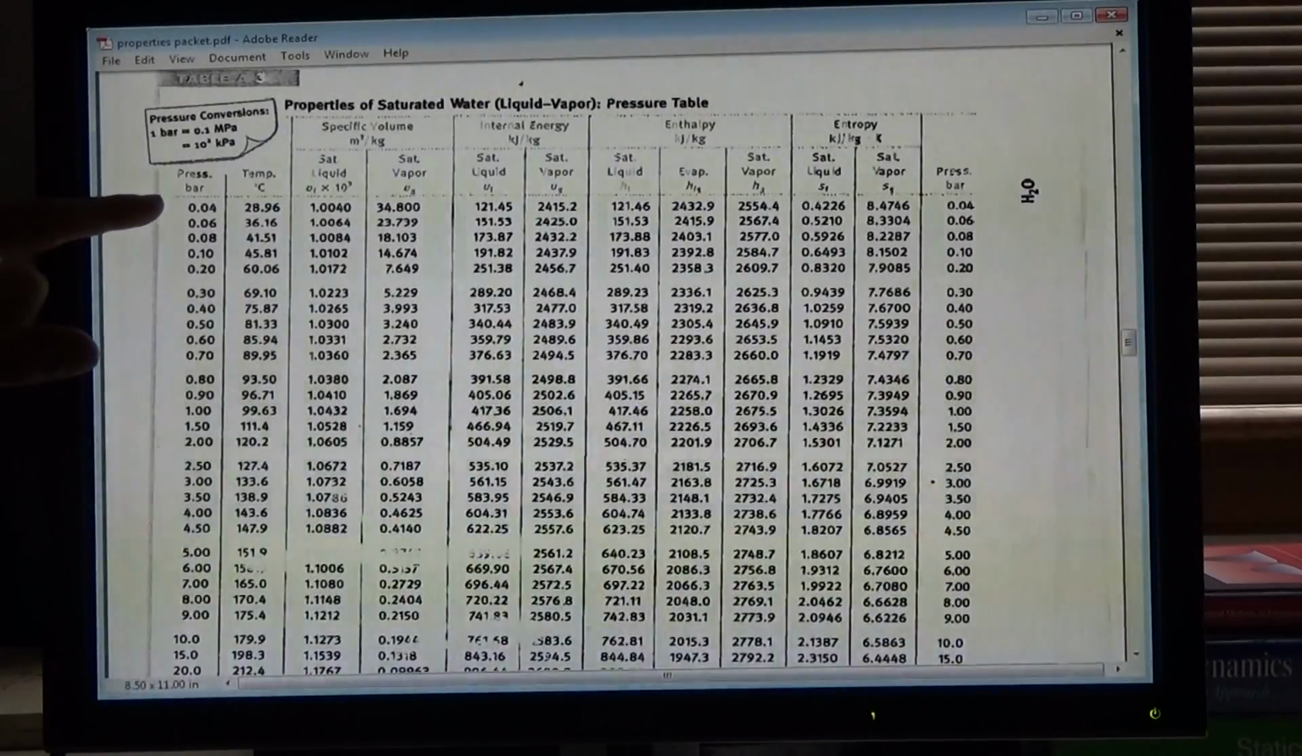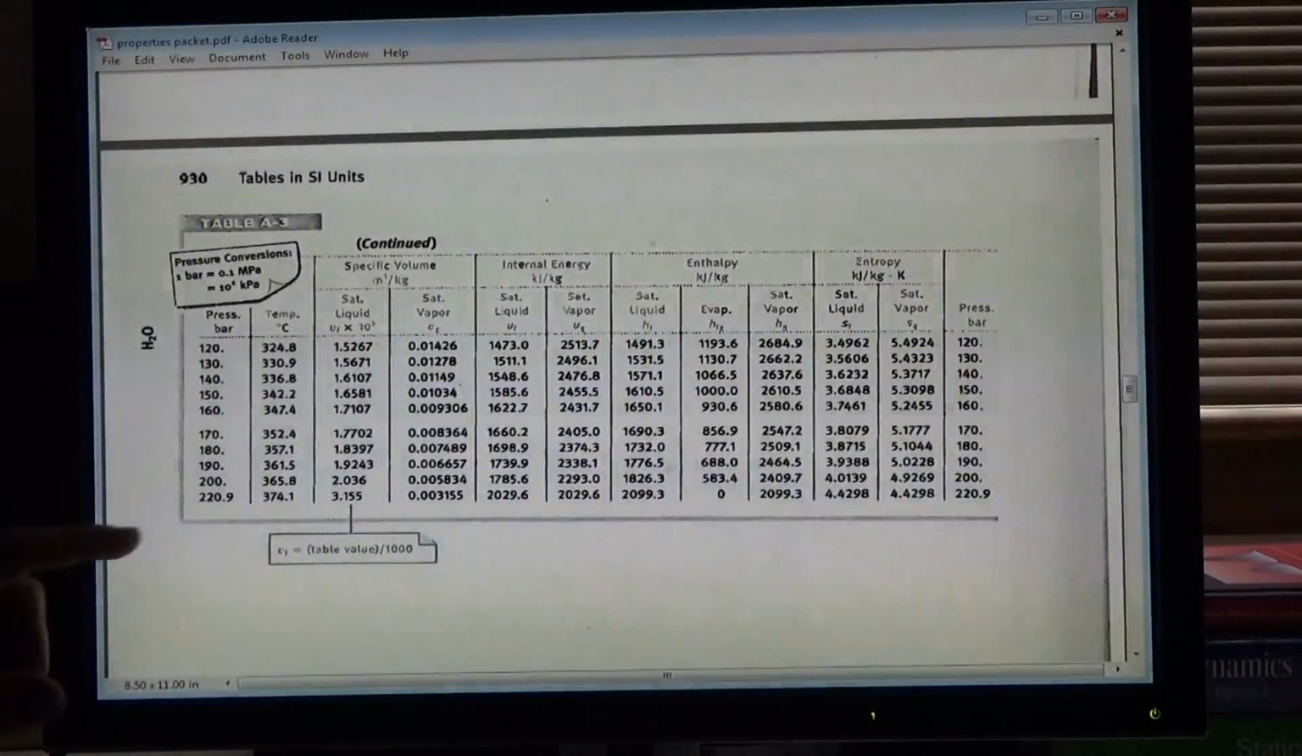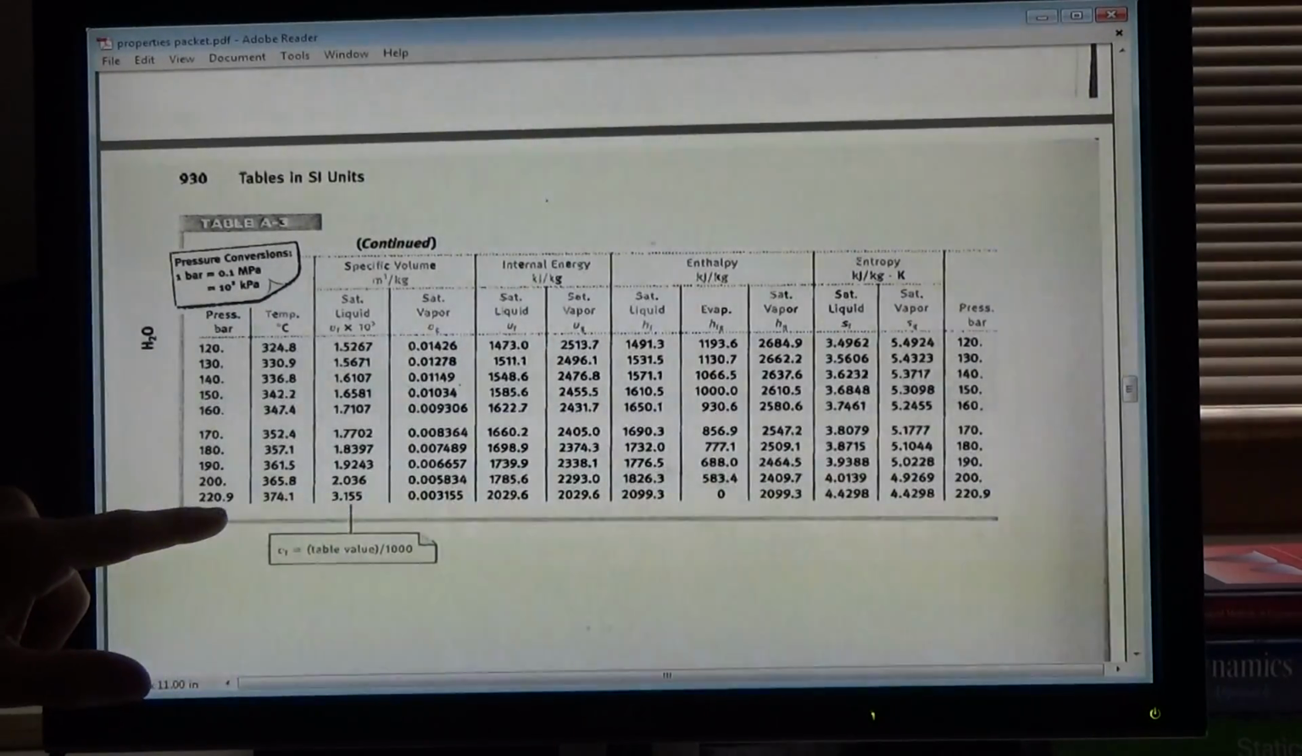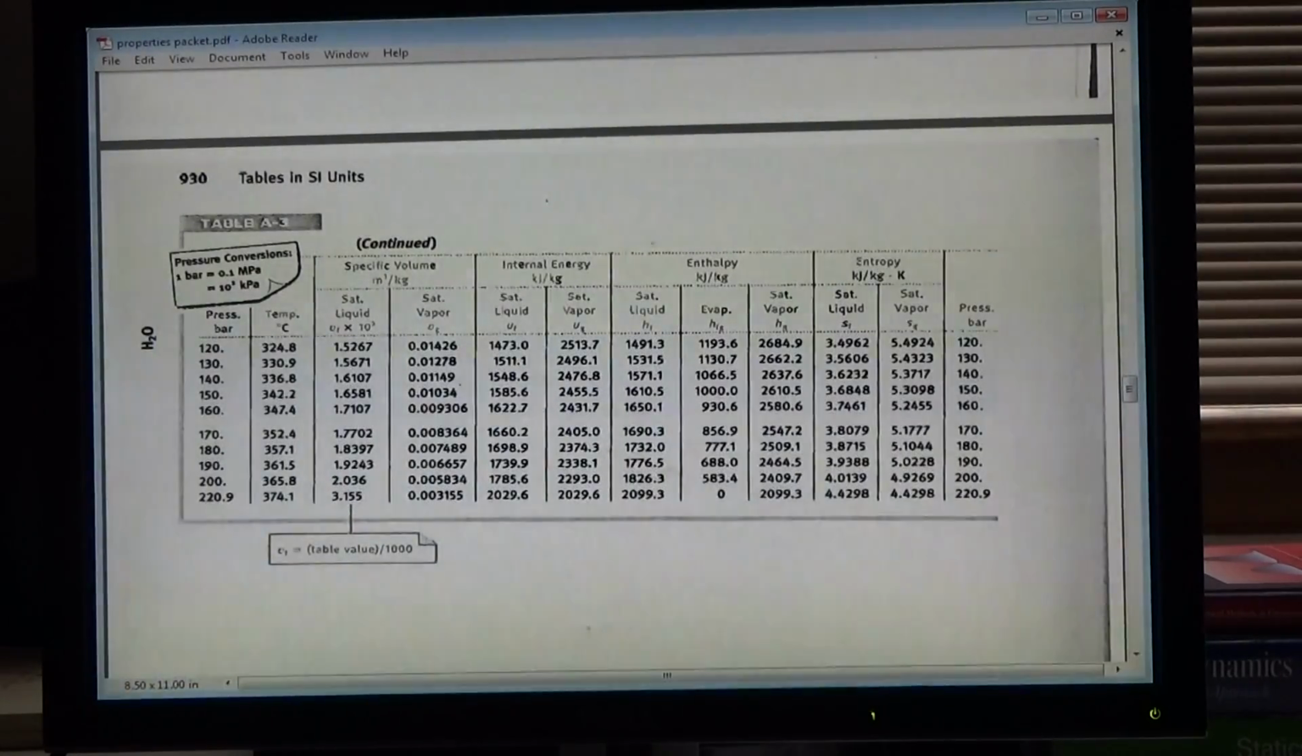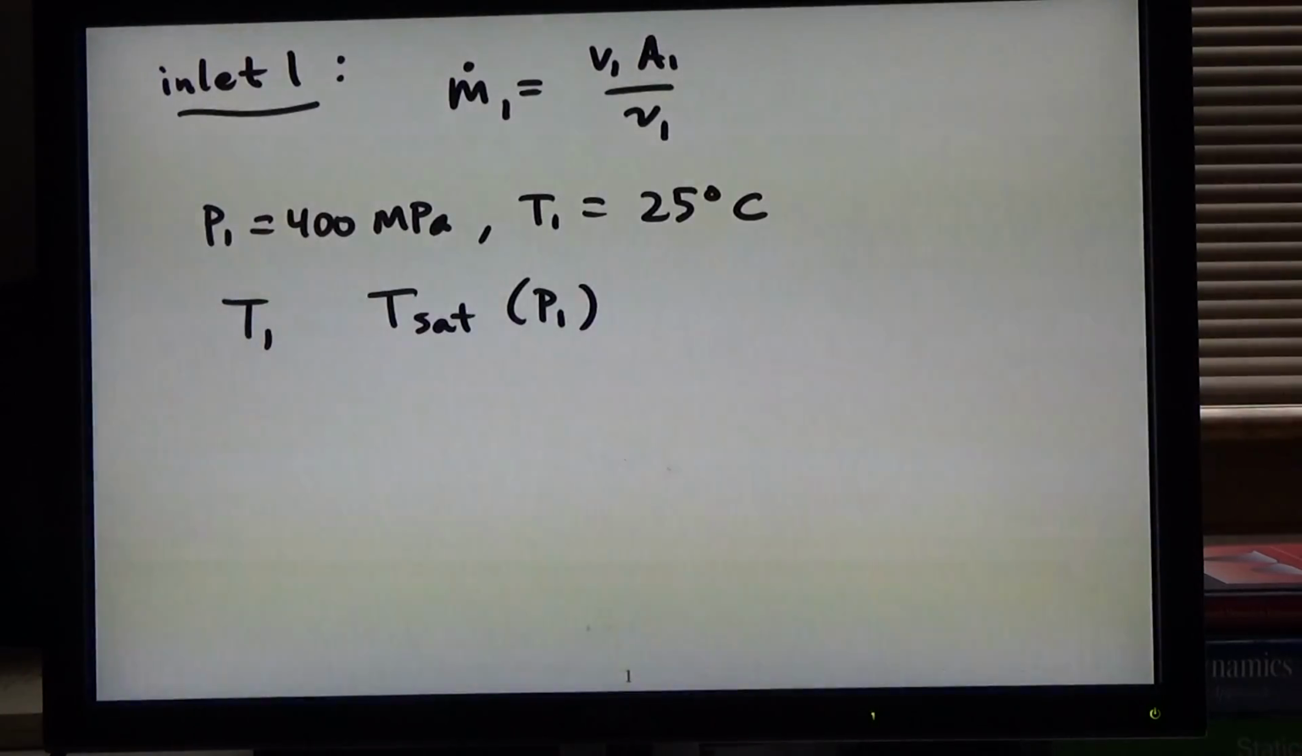So we're looking for 400 megapascal, where 0.1 megapascal is 1 bar. So 1 megapascal is 10 bar. And then we're looking for 400 megapascal, so that should be 4,000 bar. Going down to the end of this table, our table does not actually go to 4,000 bar. It only goes up to 220.9. So we're not actually going to be able to look up the saturation temperature at that pressure. So this isn't going to work.